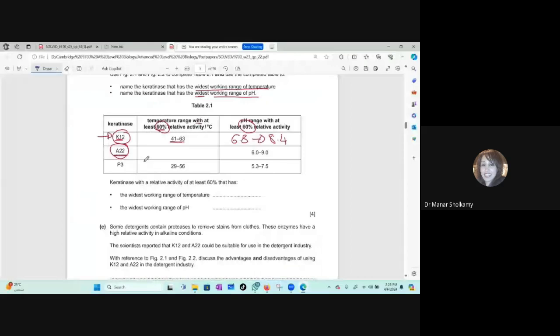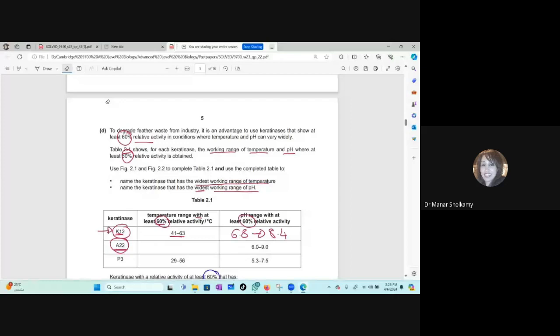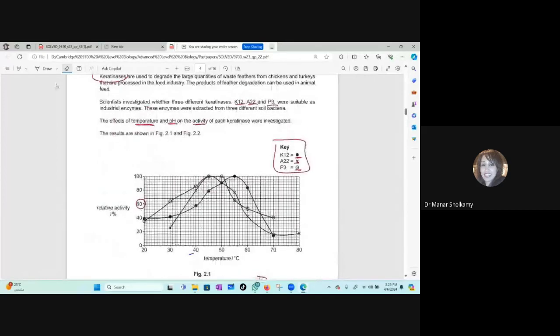Okay, you just want to make sure that you can understand the graph. Which keratinase with a relative activity of at least 60% has the widest working range of temperature? Which graph will I look at, temperature or pH? Temperature. Now, which one has the widest working range? What does the working range mean? Width. The widest working range of temperature at 60%. So you will go to 60%, and you will look for the enzyme that has the widest temperature range.